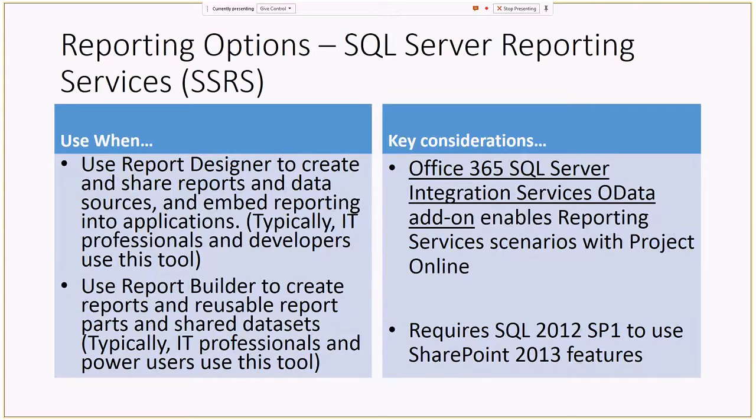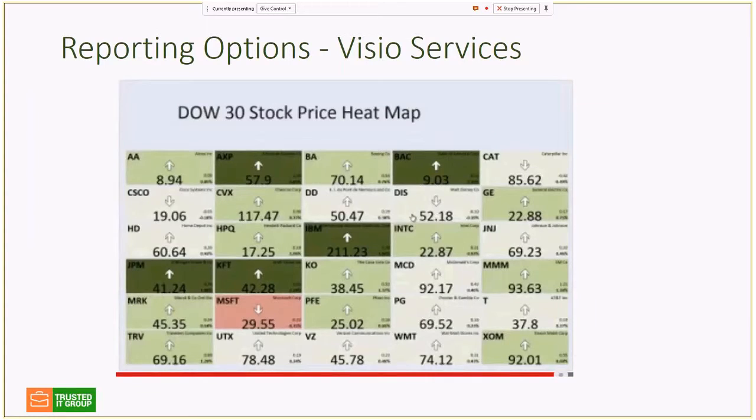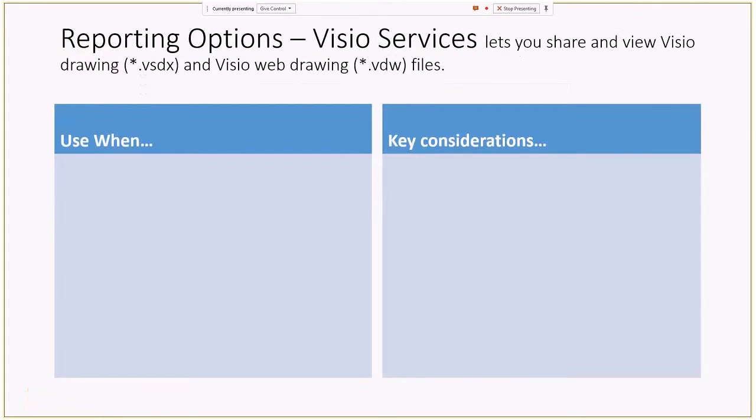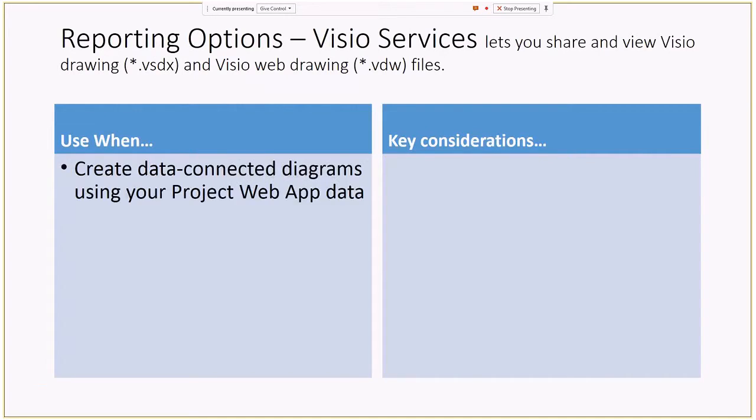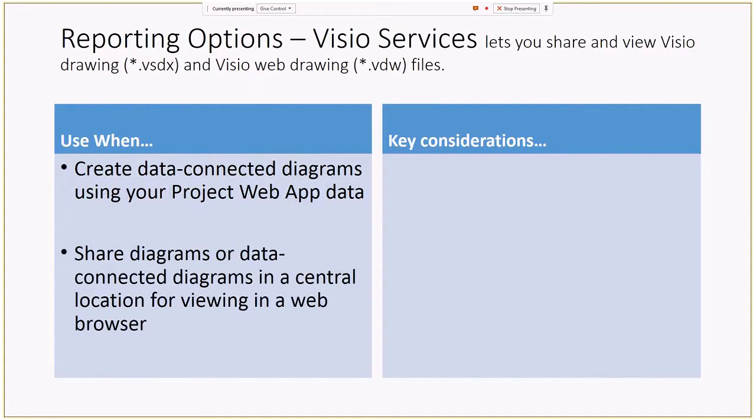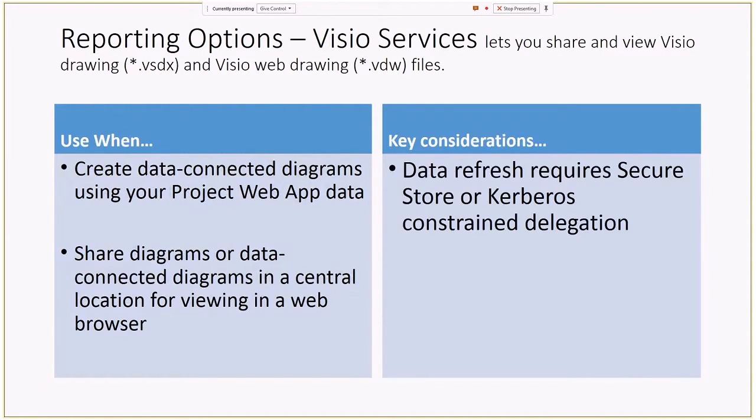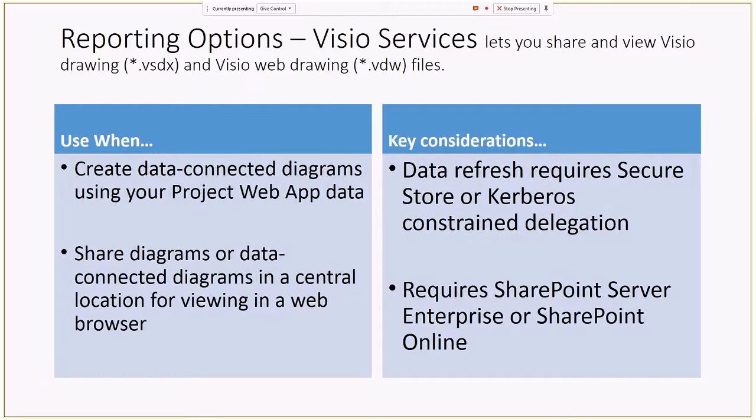Reporting options. Another reporting option is Visio Services, and you can have any kind of diagram. This doesn't relate to the Project Web App data, but you can show diagrams that have a background of data that is connected to the images. And you can use this when you need to create data-connected diagrams using your PWA data. And you can share diagrams or data-connected diagrams in a central location for viewing in a web browser. Key considerations: data refresh requires secure store or Kerberos constrained delegation, and it requires SharePoint Server Enterprise or SharePoint Online.